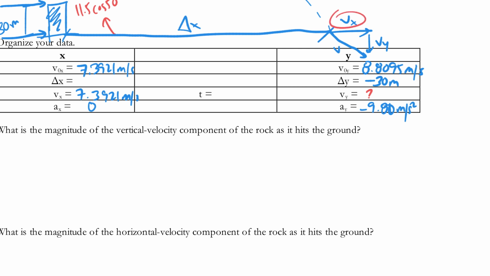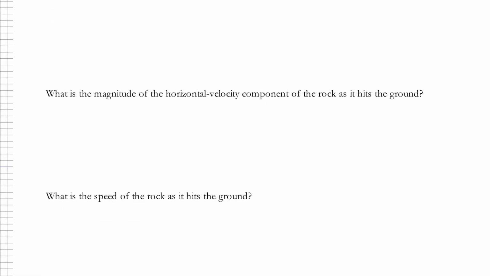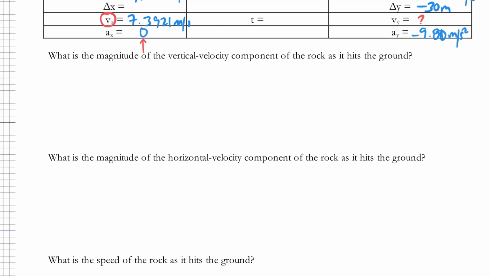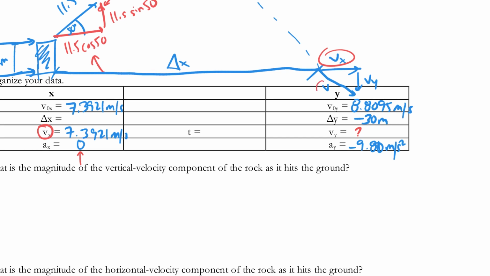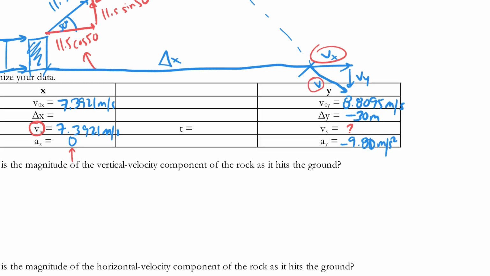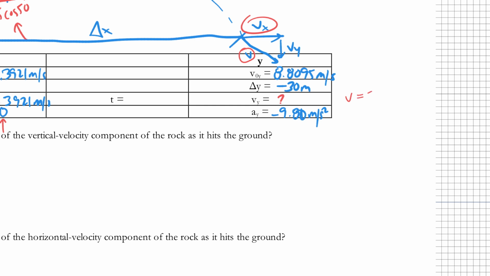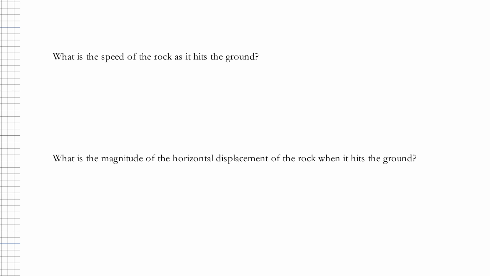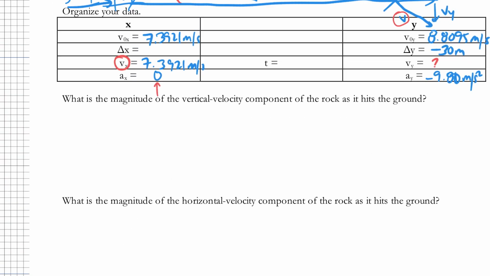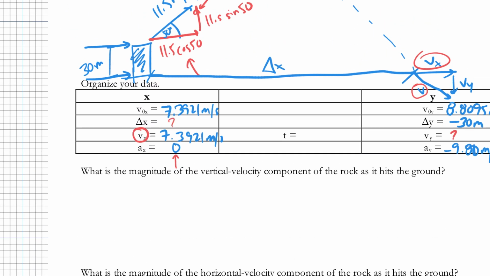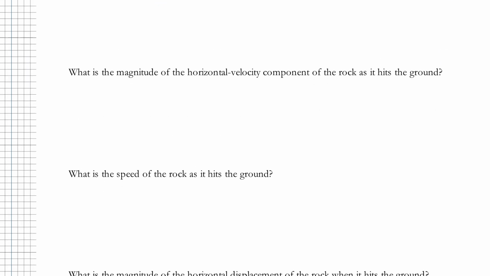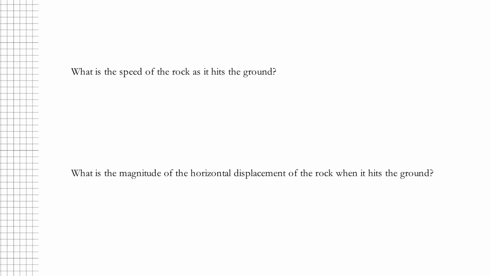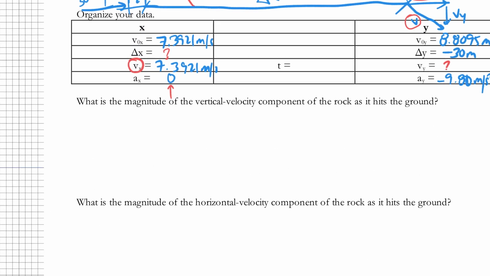I already filled that in because the acceleration in the X is 0. Cool. What is the speed of the rock as it hits the ground? We're looking for this guy right here. It's not even in our chart, so we're looking for V equals question mark. What is the magnitude of the horizontal displacement of the rock when it hits the ground? So we want to know delta X. We don't know time. Did it ask for time? It does not ask for time, so that's a nice thing.